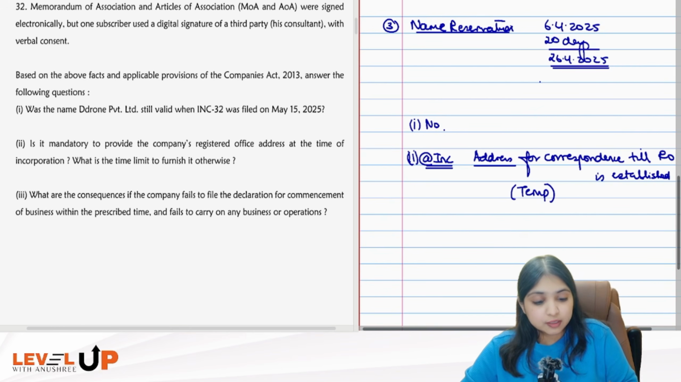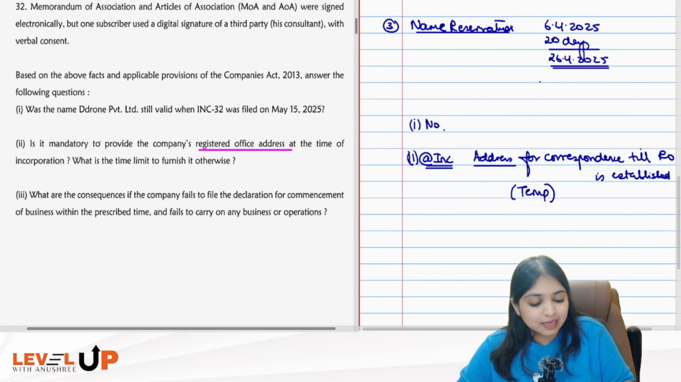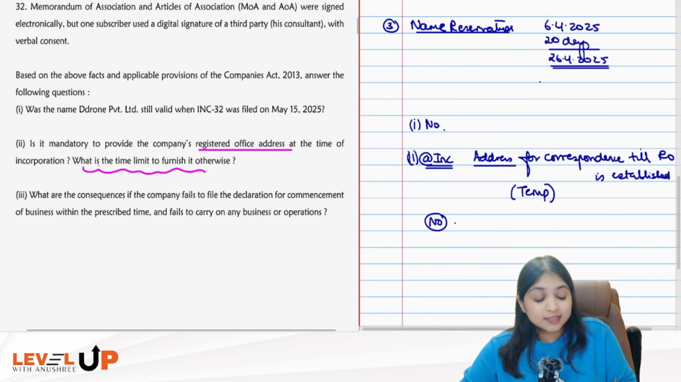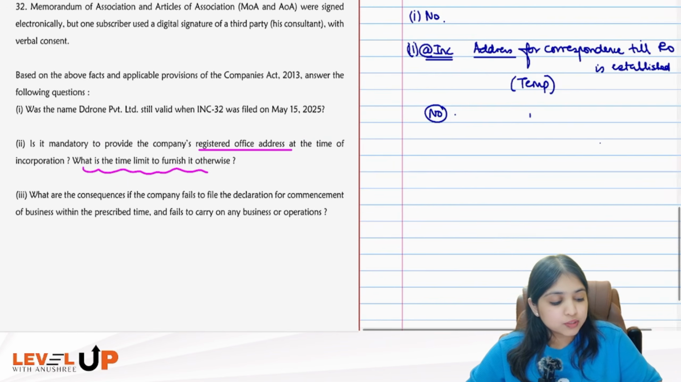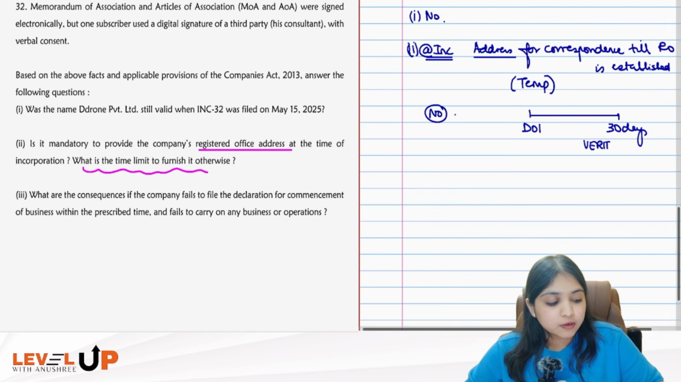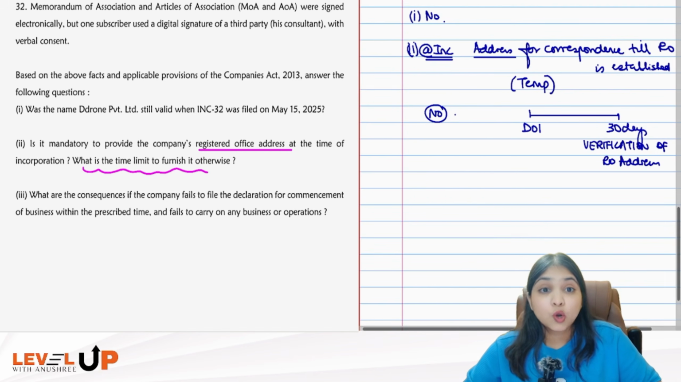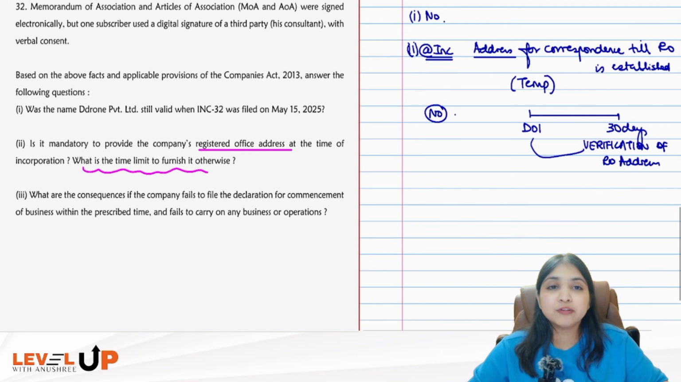So the question over here is, is it mandatory to provide the company's registered office address at the time of incorporation? The answer is no. Then they're asking us, what is the time limit to furnish it otherwise? The time limit to furnish it is 30 days. We have to see what is the date of incorporation of the company. From that date, within 30 days, the verification of the RO address has to be completed by the company. So we have to inform the ROC about the registered office address only within 30 days after the date of incorporation.